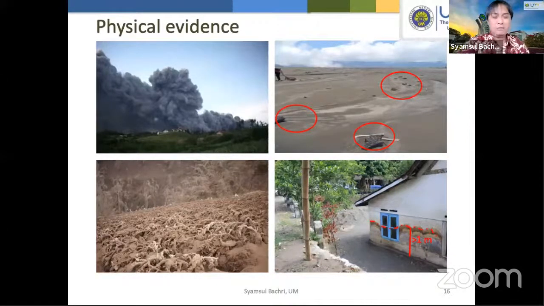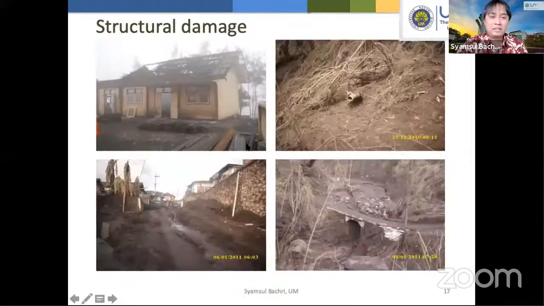Okay, this is physical evidence from when Bromo erupted in 2010 and 2011. And this is the structural damage Bromo produced at the time, in 2011 on 6 January and also on 25 December 2010.